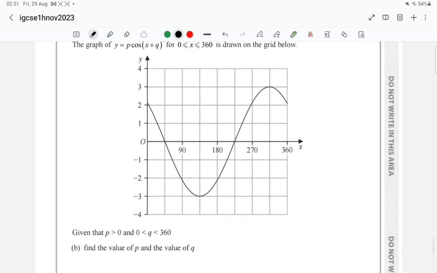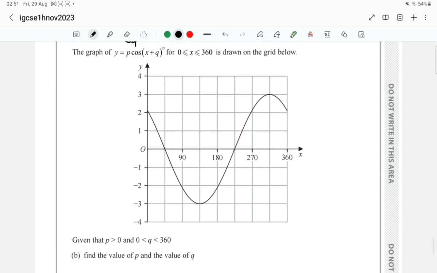Let's see the last question. The graph of y is equal to p cos x plus q, for x lying between 0 and 360 inclusive, is drawn on the grid below. Given that p is greater than 0 and q lies between 0 and 360, find the value of p and the value of q.